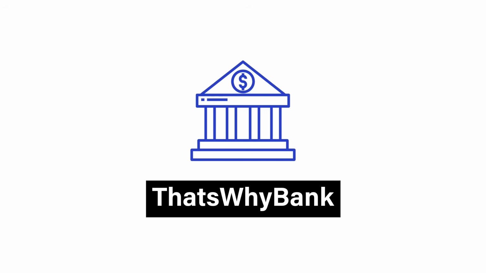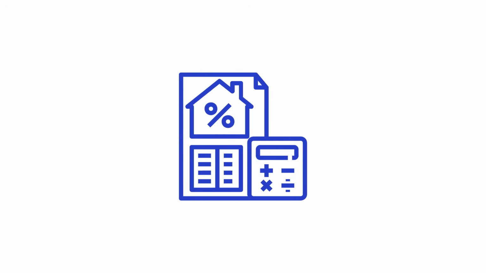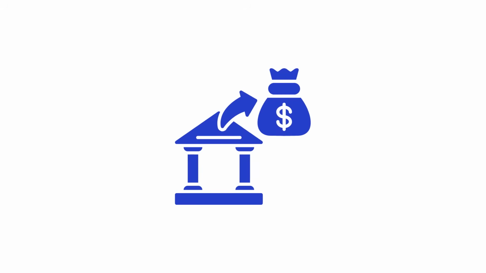Here's an example. Let's say That's Why Bank has 100 customers, each taking out a mortgage for a $200,000 home. Normally, each customer would pay the bank monthly installments plus interest. But if That's Why Bank bundles all 100 mortgages together, this bundle is now worth $20 million. The bank sells this bundle to investors. Now, the investors receive the monthly mortgage repayments plus the interest, whilst That's Why Bank gets $20 million cash immediately. But the bank doesn't just sit on the money, they use it to give another 100 mortgages to new customers.